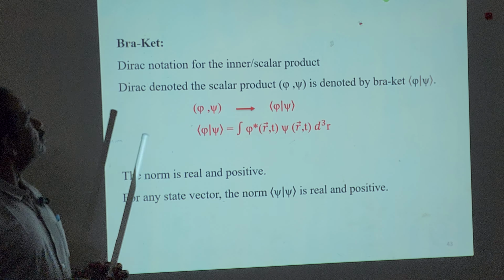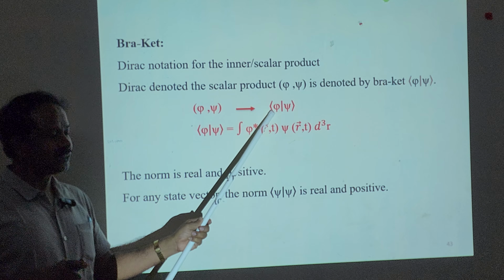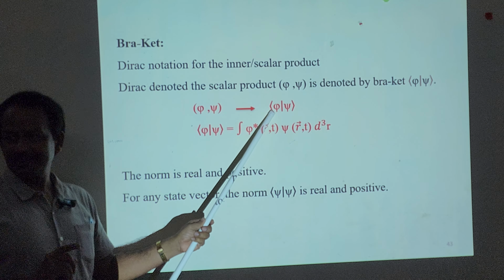Okay. So bra and ket. Now Dirac notation for the inner product. We know about the inner product. In some of the books you may find the inner product written with this symbol, phi comma psi. Psi is a normal vector, and phi is the complex conjugate. So this is your ket, this is your bra. Psi is a normal wave function, and phi is nothing but the complex conjugate.